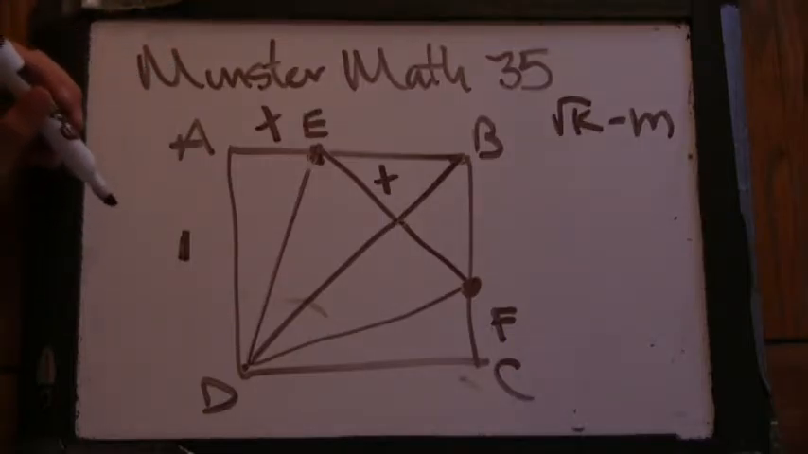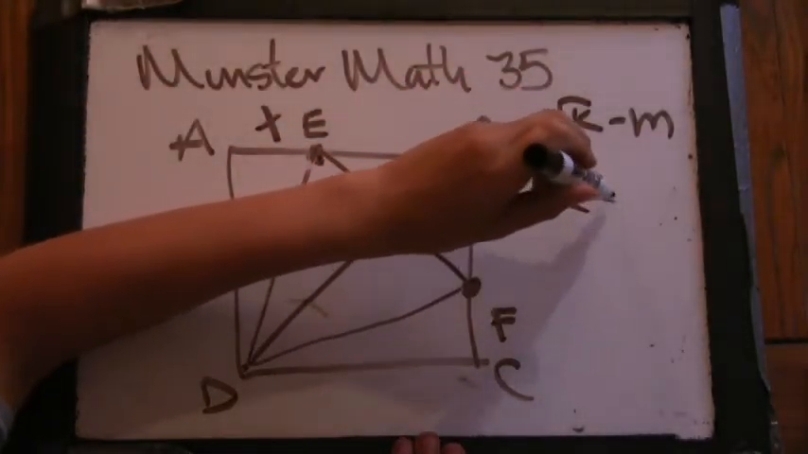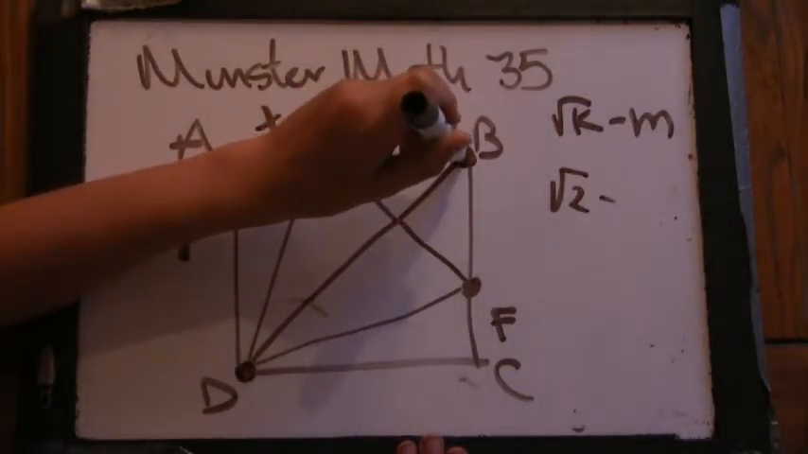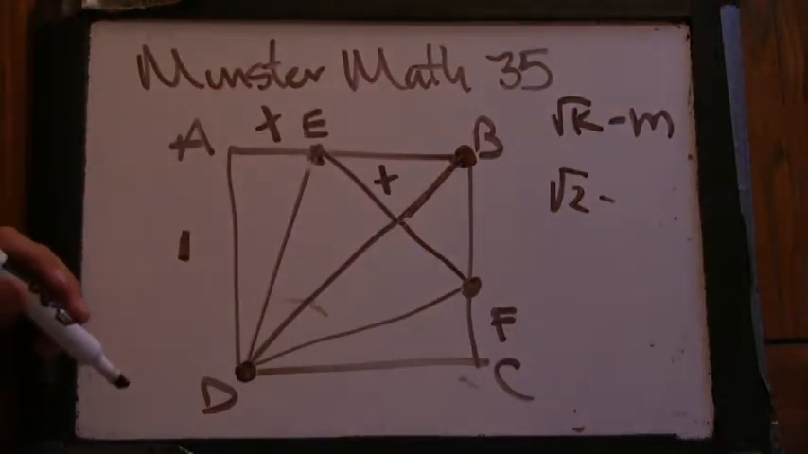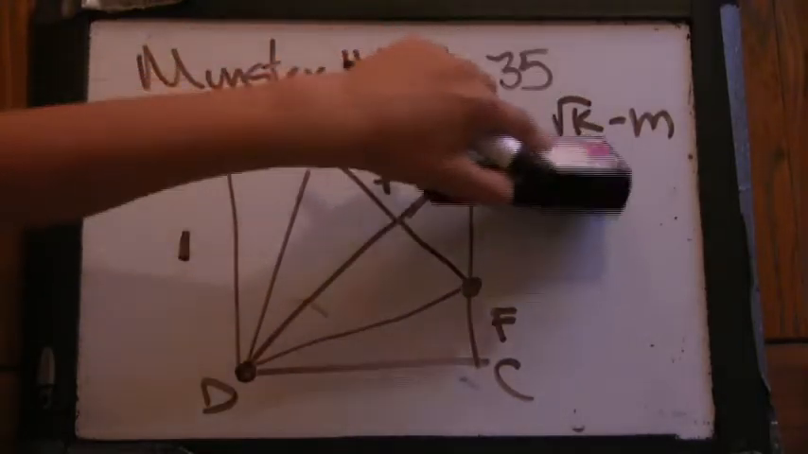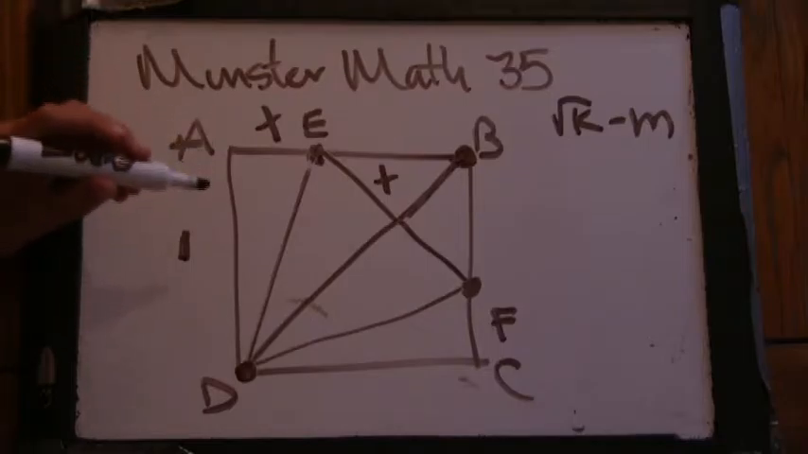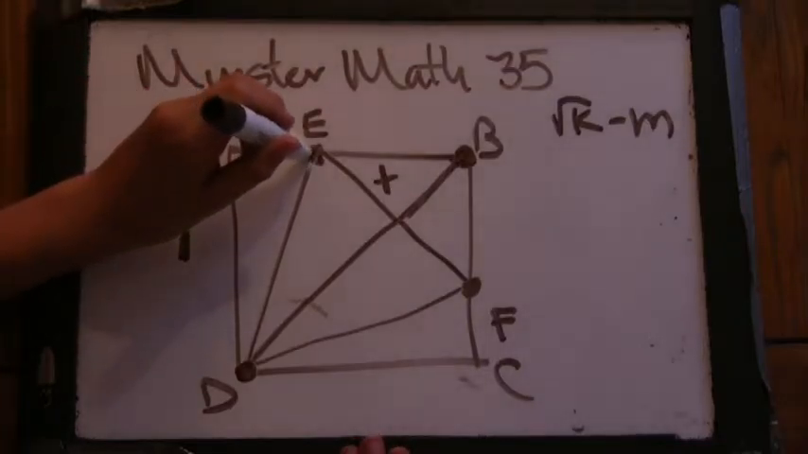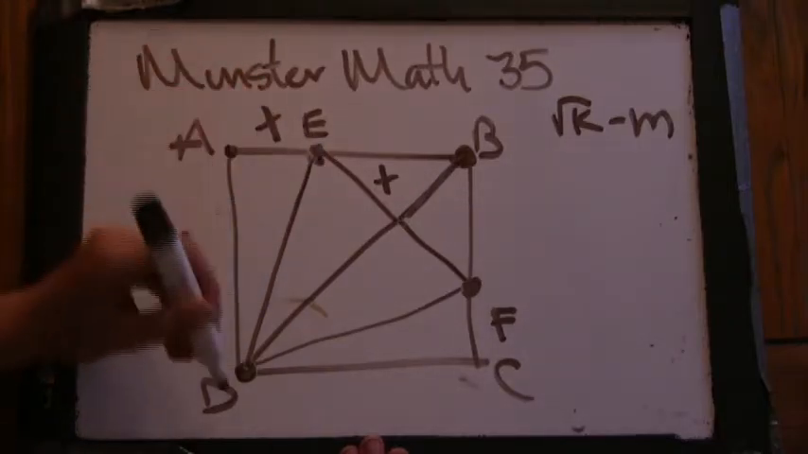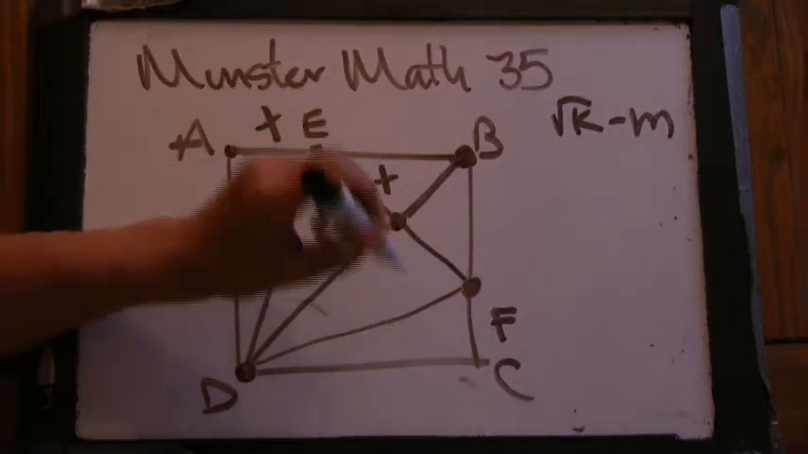My guess is that k is 2. It's going to be root 2 minus something. Why is that? Because this length is root 2. We subtract away this. But I might be wrong. So we have square length 1. We fold A over line DE, goes here. C over line DF goes here.